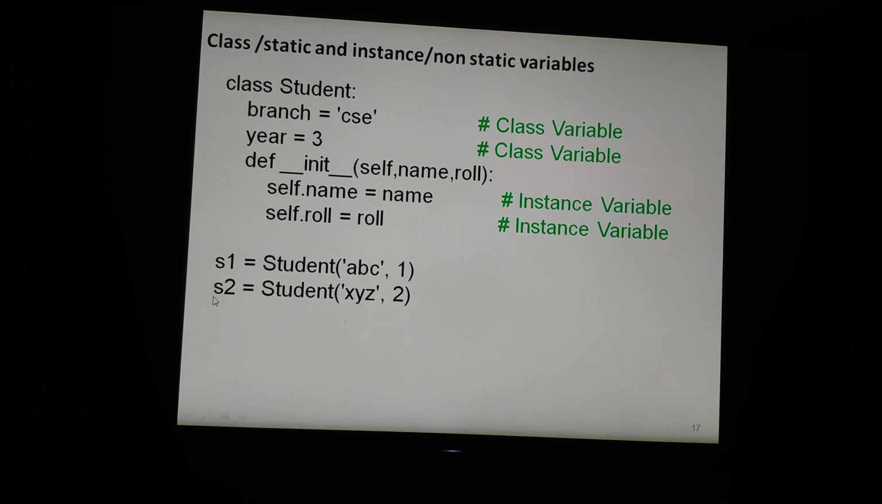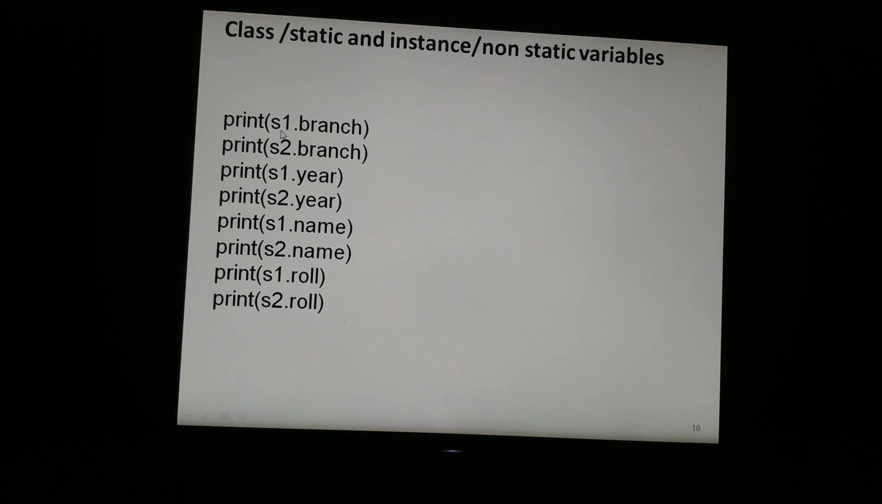Similarly, I am going to create the second object S2, where I am going to pass the values XYZ as name and 2 as roll number. So these values will be copied into self.name and self.roll number from the name and roll number. Next, I am going to print the values for both objects. First, I am going to print the branches for two objects, years for two objects, names for two objects and roll number for two objects.